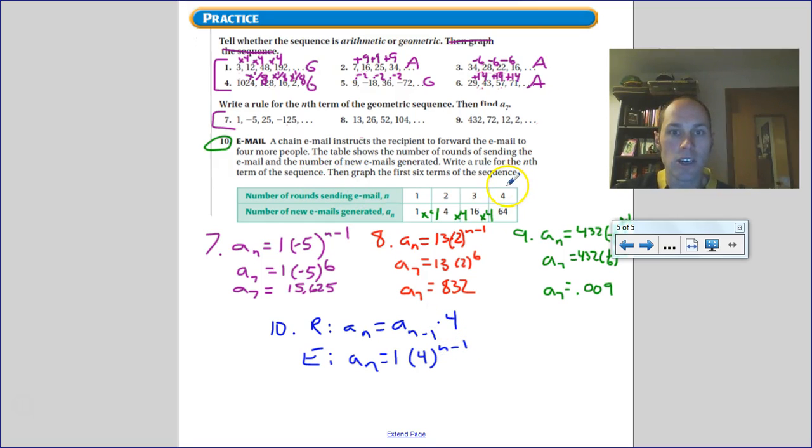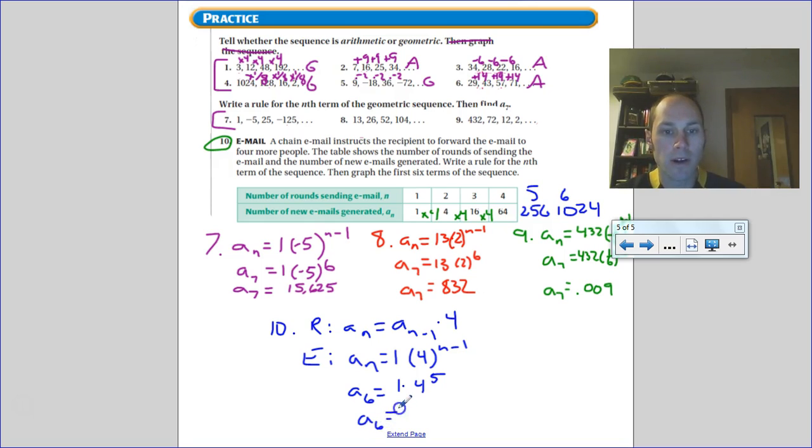So for the first 6 terms, well, the 5th term, multiply the previous times 4. 64 times 4 would be 256. And after the 6th round of emails, we'd be up to 1,024 people who would have received it. So that's how we can continue that pattern by using the recursive formula. And we could set up the explicit formula and say, well, in the sixth term, we would have 1 times 4 to the fifth. 4 to the fifth is 1024. So it confirms what we got with the recursive.